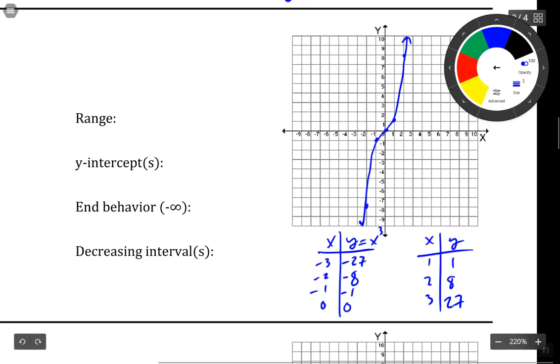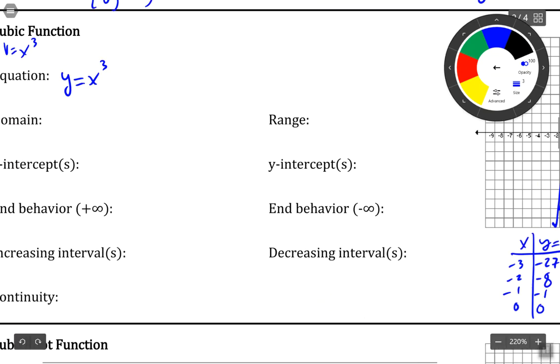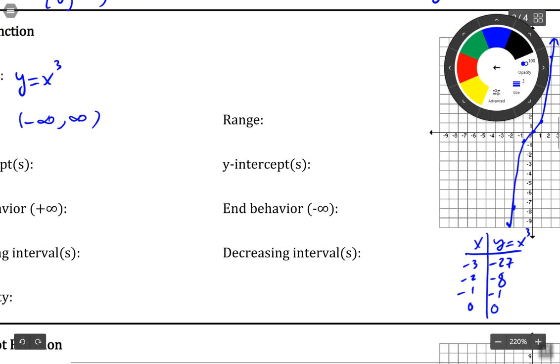Domain. Look at that. It's going to go on forever and ever. Is it going to go on forever in the x direction also? Yes. So what is the domain? Because saying all real numbers is not sufficient anymore. You need to be very specific. It needs to be from negative infinity to infinity. I need y'all to learn that now. What's the range? Negative infinity to infinity.